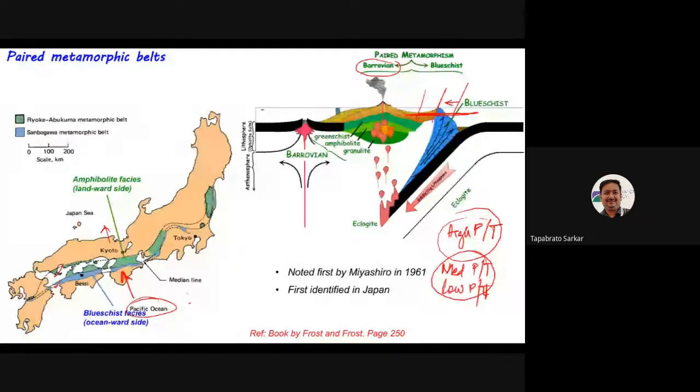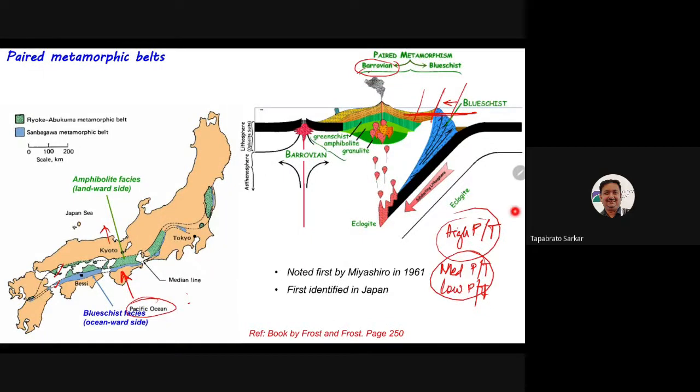But if I would have drawn the diagram, I would not have marked it in this way. I would forget about this Barrovian and write medium P by T, and in place of blue schist, I would write high P by T. On the bottom side also I would not really write. This is a more suitable diagram I got, that's why I put it, but I did not edit it so much. Okay, sir.